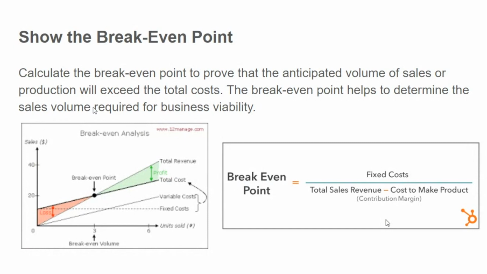The formula is pretty straightforward. It's your fixed cost, which is costs that don't change, to build a building, for example, divided by your total sales revenue, less your cost to make that product, how much it costs per unit to make the product. That will give you a break-even.